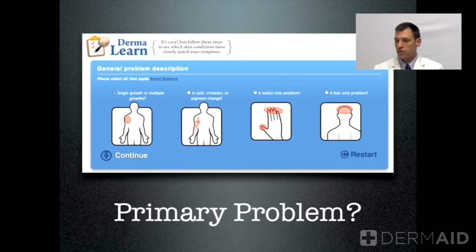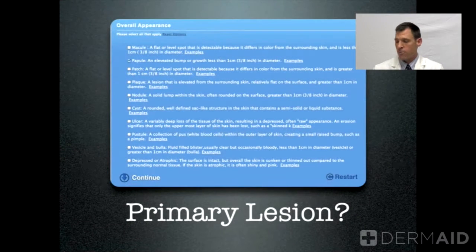Well, let's learn a little bit more about terms. Here you see on our DermaLearn tool, we're trying to organize it into the four overall categories we're using. Is it a single growth, a neoplasm? Is it an inflammatory process, a nail problem, or a hair problem? Well, let's learn about a primary lesion. So we want to know a little bit more about what you're seeing on your skin.